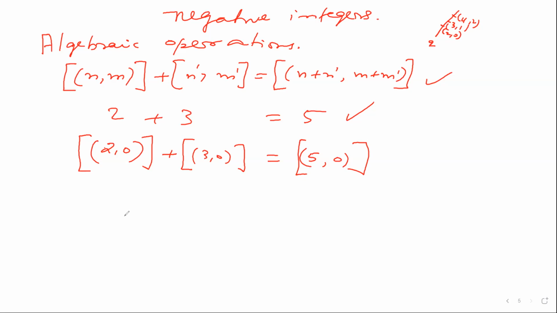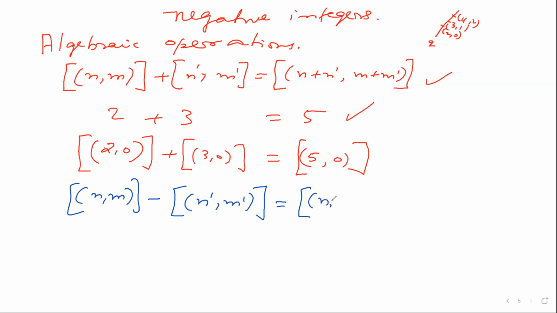As soon as you have addition, you have a lot of other things. Let us see if it can even represent subtraction. What is nm minus n prime m prime, and it is defined as, this is code, nm plus m prime n prime. Let us see if that works.